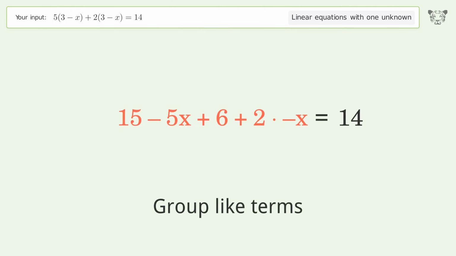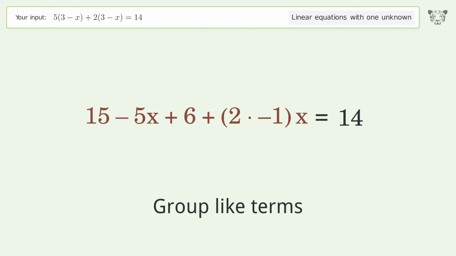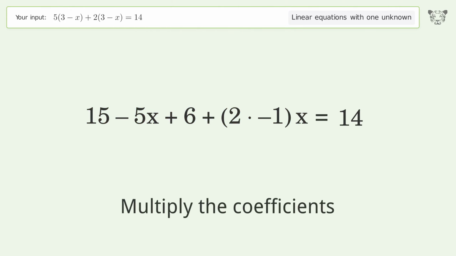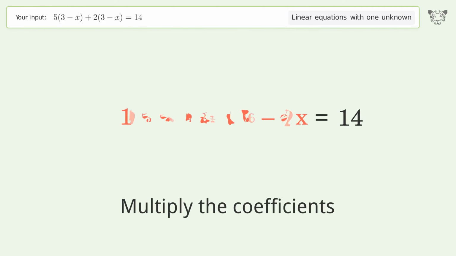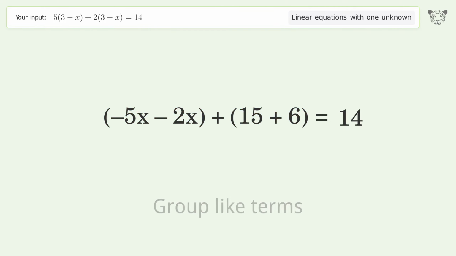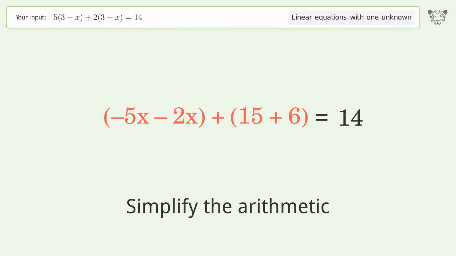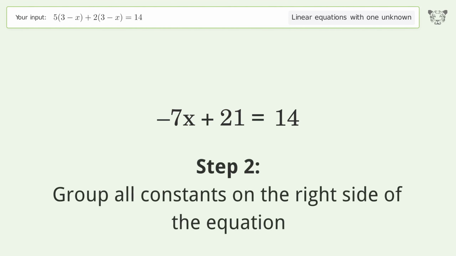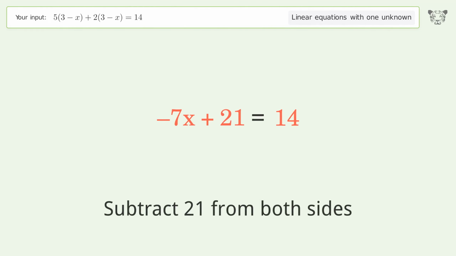Group like terms. Multiply the coefficients. Group like terms. Simplify the arithmetic. Group all constants on the right side of the equation. Subtract 21 from both sides.